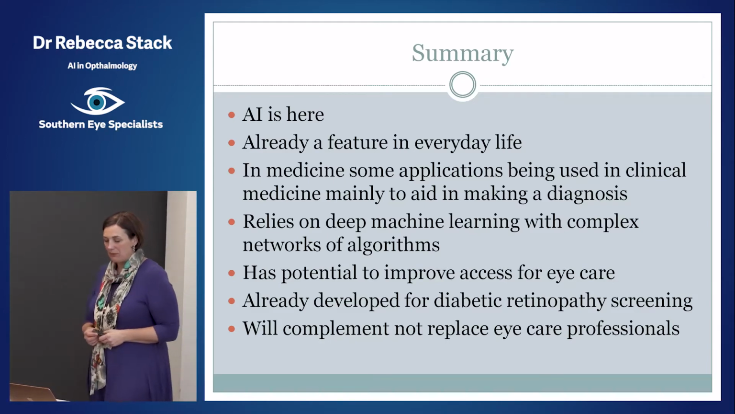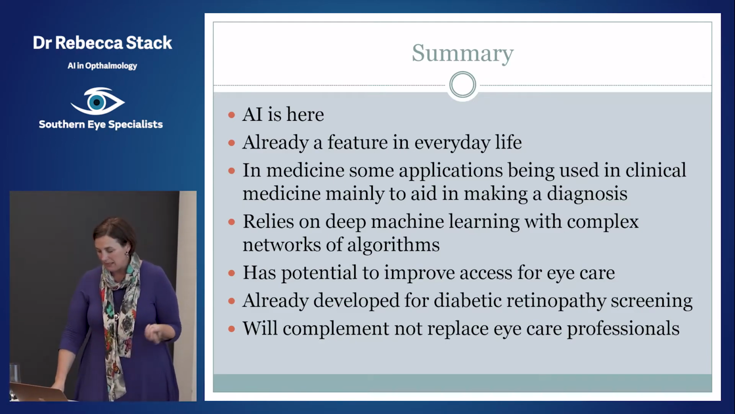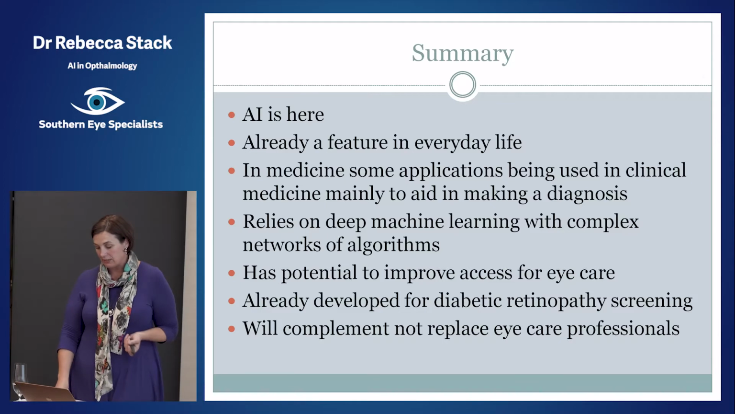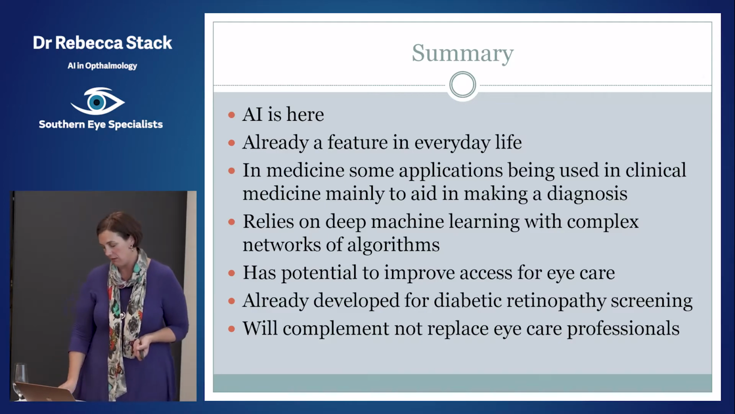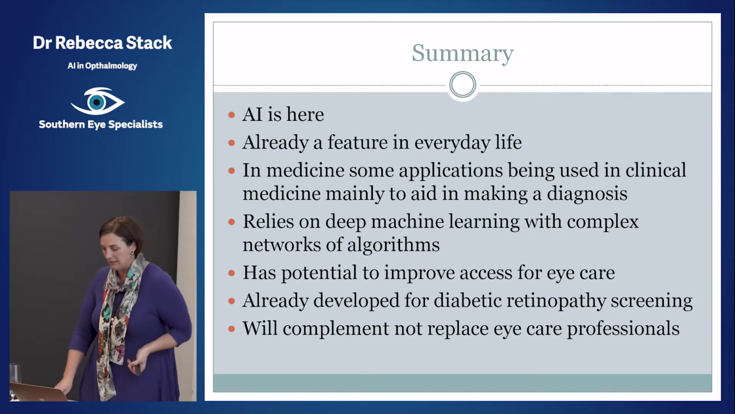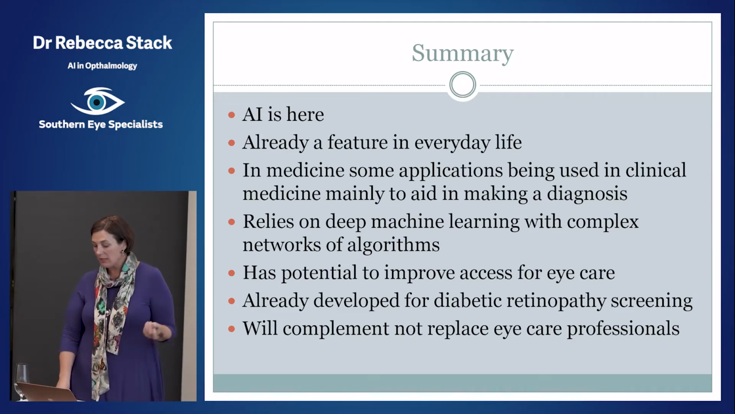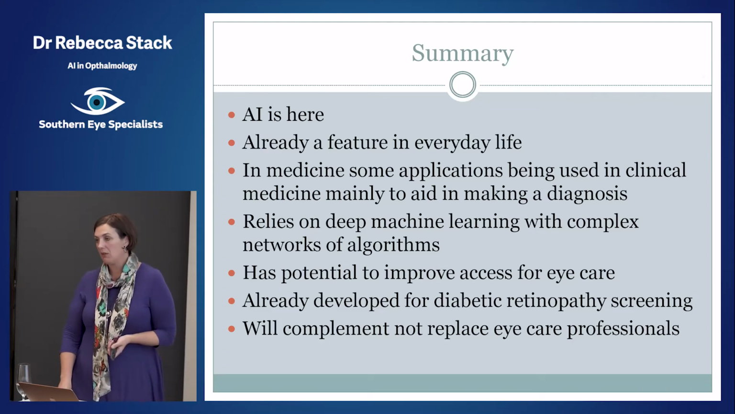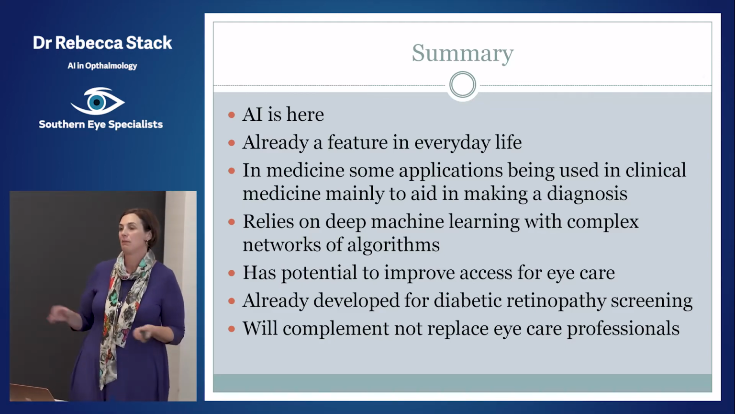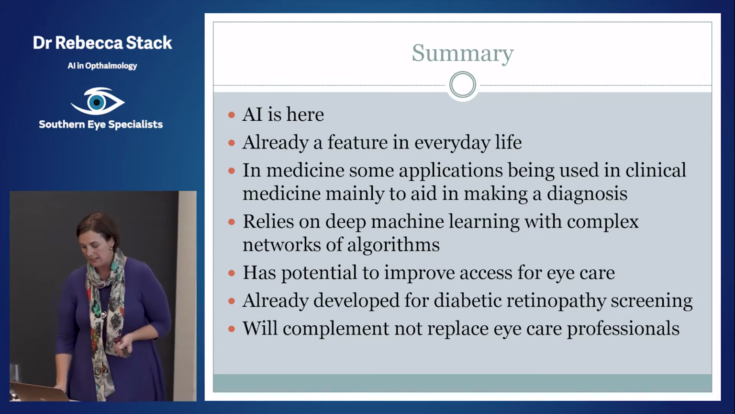So it's here, it's already a feature in everyday life, and in medicine it's already being used to help make a diagnosis. It relies on deep machine learning with complex networks of algorithms, and that's about as much as I get of how it all works. But it certainly has the potential to improve access for healthcare. It's already here for diabetic retinopathy, and it just can't be long until it gets here for that.